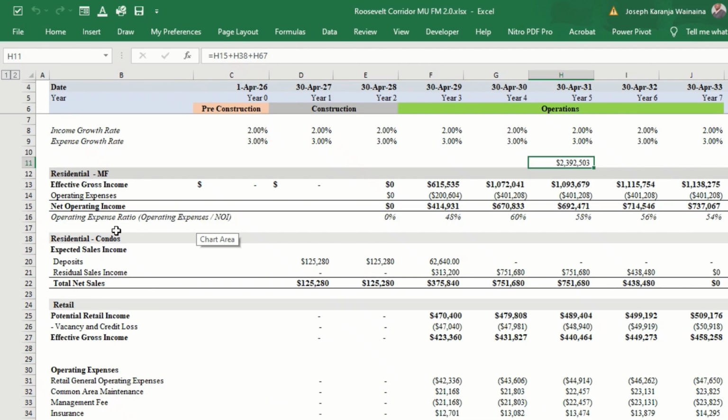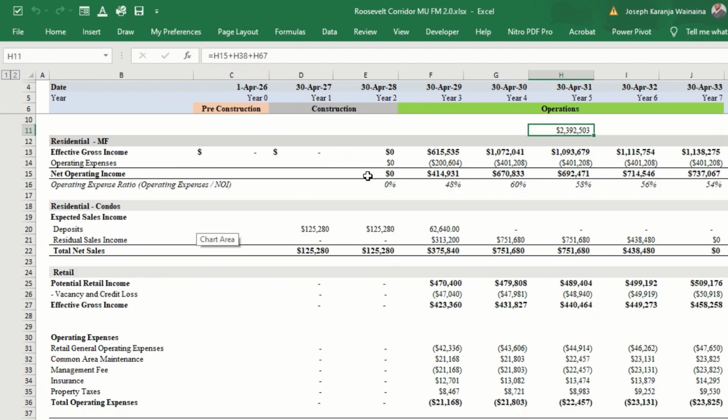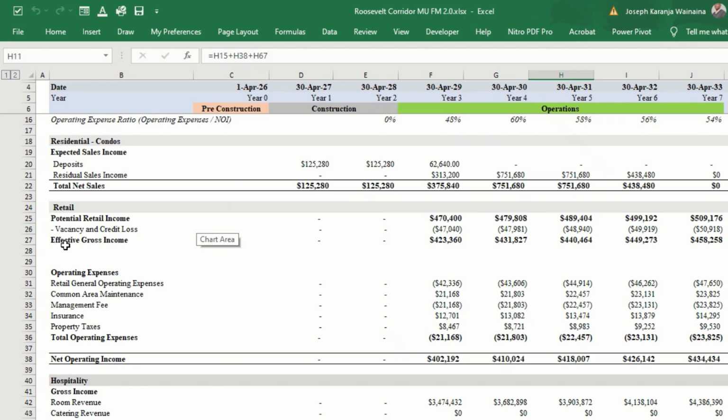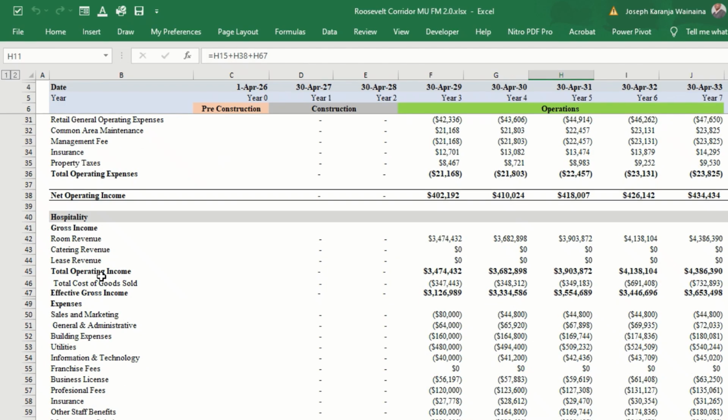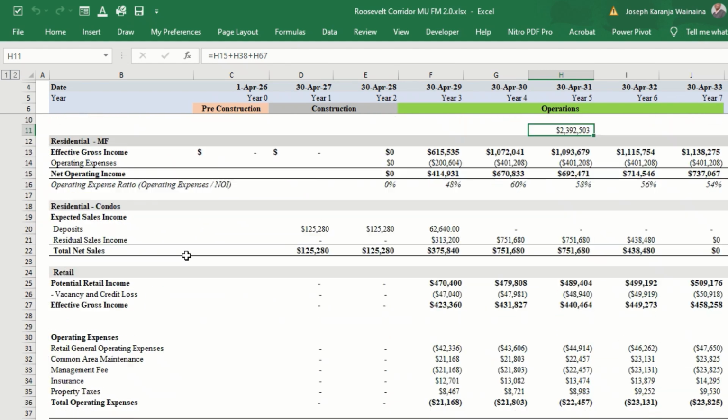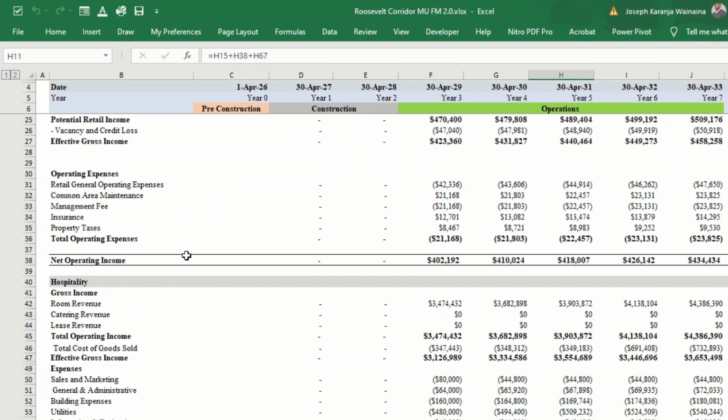So we have the residential multifamily. These are the cash flows that will be earned. We also have the residential for the condos. These are the expected sales incomes after construction. We also have the retail component. This is the expected annual cash flows that will be earned and how they grow from year to year. These are the operating expenses for each and every year. You can see this is for the total. So you can see the net operating income coming from the residential as well as the retail component.